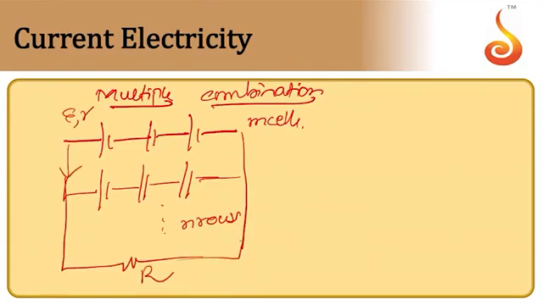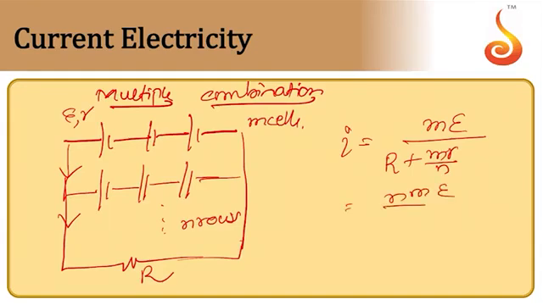Then we can think of this entire arrangement like this. The current I becomes ME, that is the EMF of each row, divided by external resistor R and net internal resistance. What is that? Due to each row I have MR and there are n such rows, so R plus MR divided by n, or this reduces to NME divided by NR plus MR.